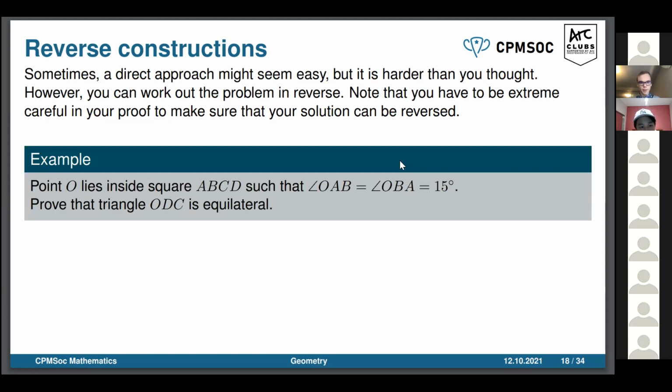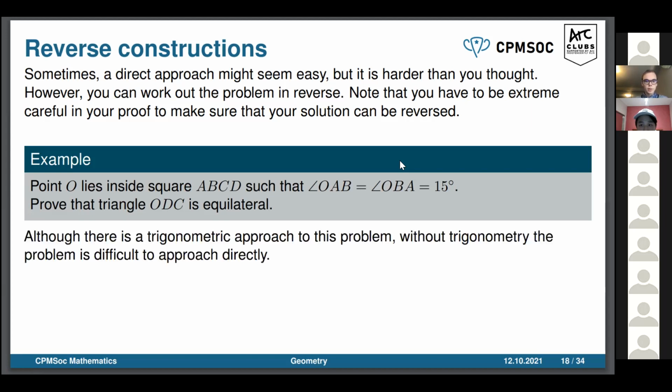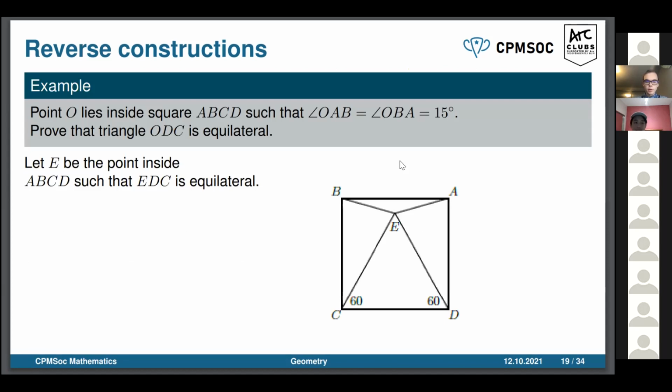So we've got a point in a square and the angles it makes with the corners and the edges of the square are 15 degrees. And we want to show that it forms an equilateral triangle with one of the other sides of the square. If we move on to the diagram, that might be a little clearer. So we're going to try to prove this without using any trigonometry, just a purely synthetic constructive argument. So we've got this point O in the square, and we're making the assumption that, let me draw on here.